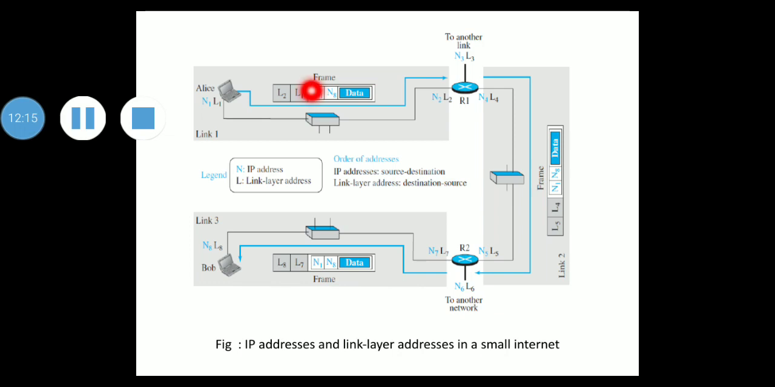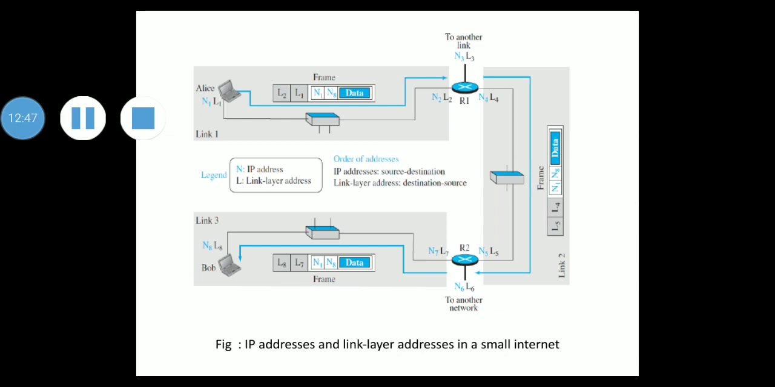In link 1, the link layer addresses are L1 and L2, whereas in link 2, the link layer addresses are L4 and L5. You can see here L4 and L5. Whereas in link 3, they are L7 and L8. There is one thing to note: the IP addresses and the link layer addresses are not in the same order.